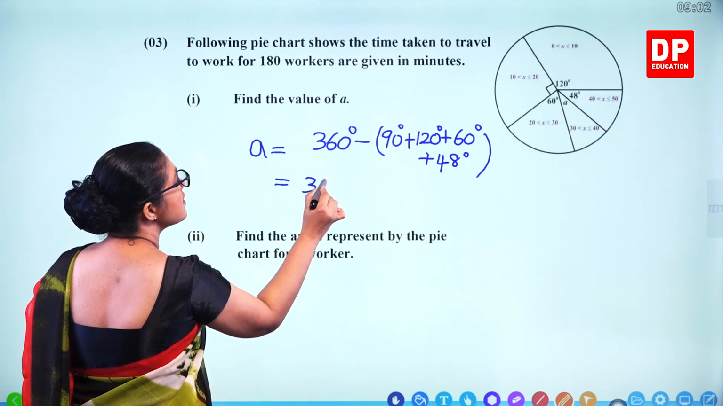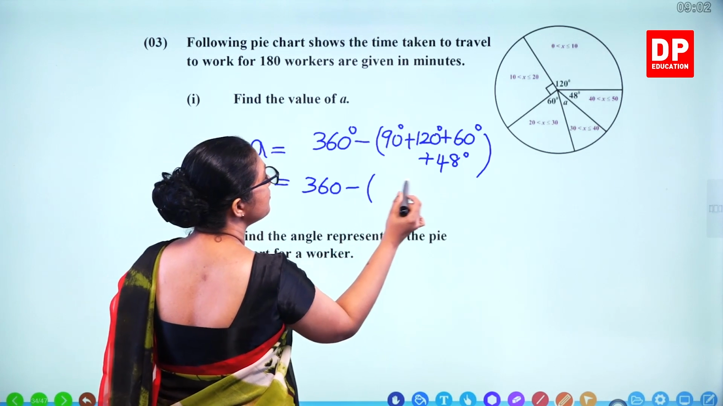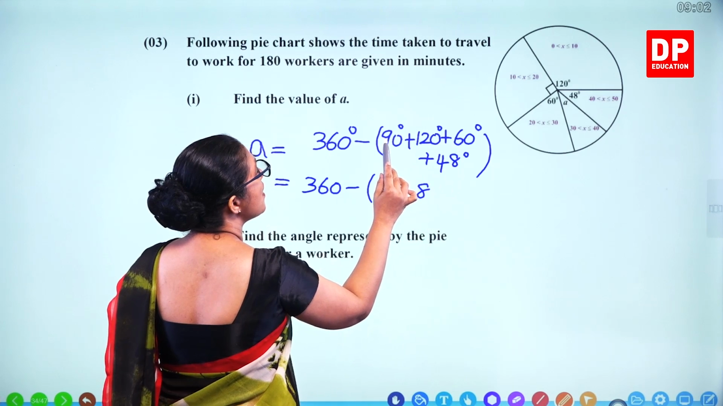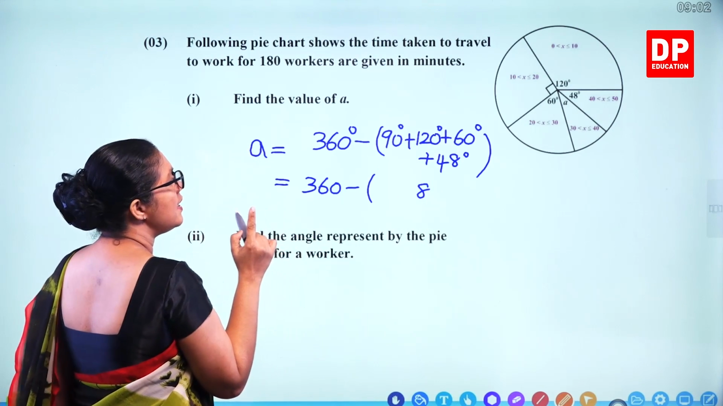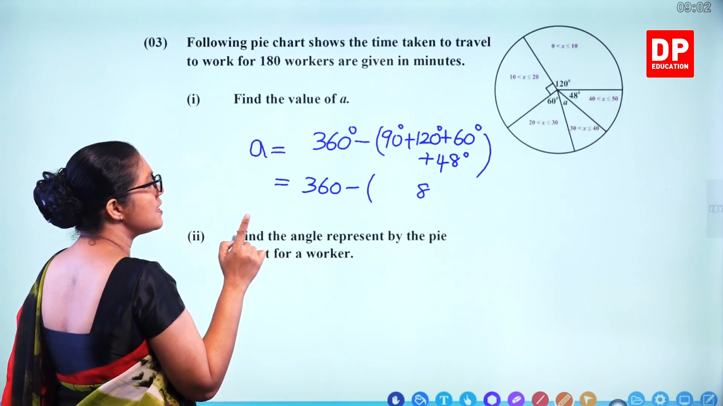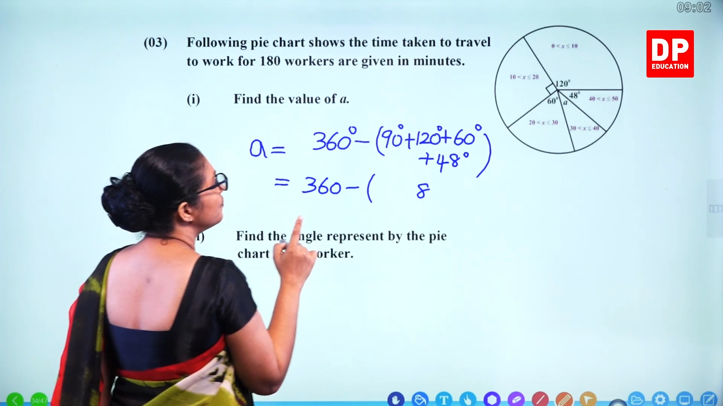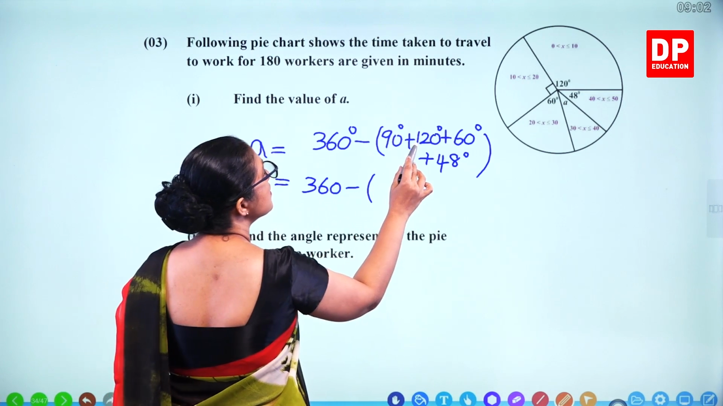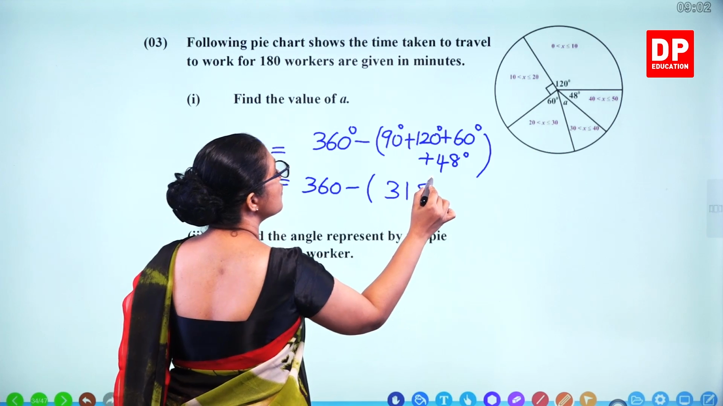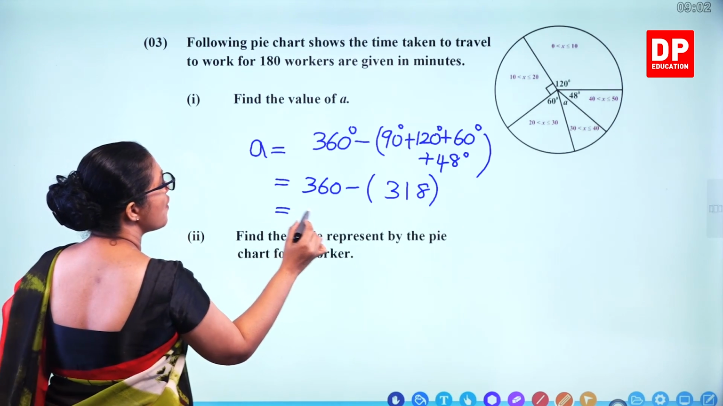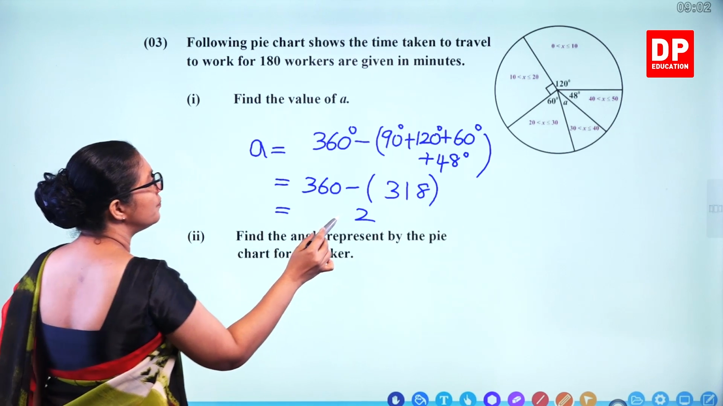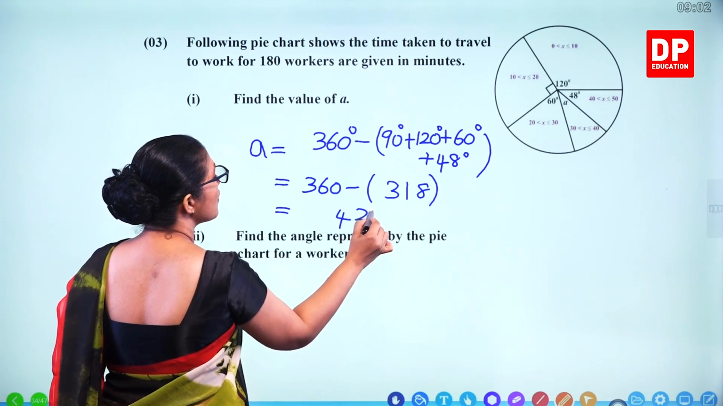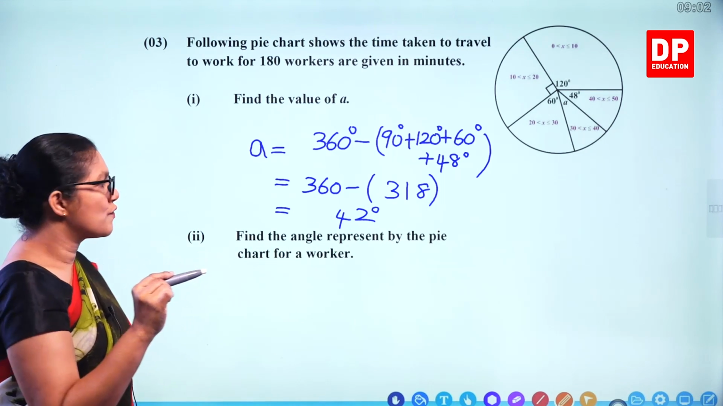So 360 minus 318. Add all the other numbers: 9 plus 2 is 11, 11 plus 6 is 17, 17 plus 4 is 21, and 2 remaining, 3. So 318 we have to subtract. You get 42, that means 42 degrees for A.